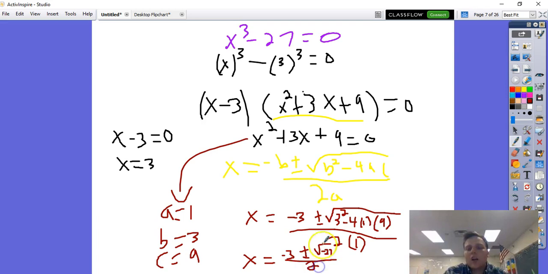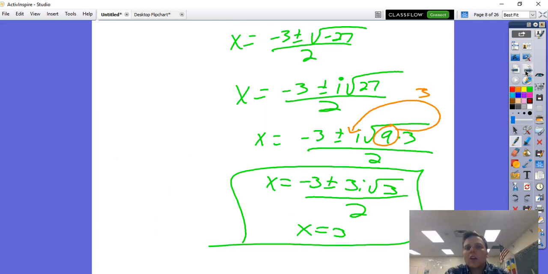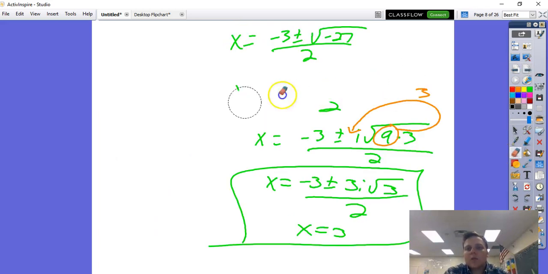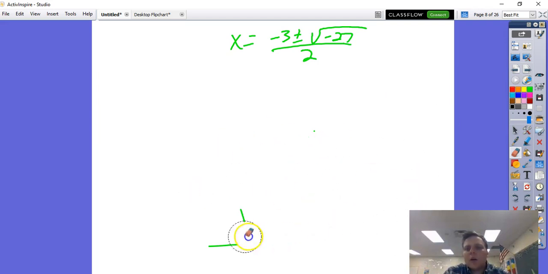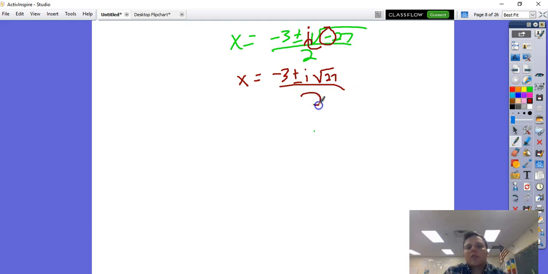Hopefully now alarm bells are going off in your head. You're like, oh, square root of negative 27, we cannot have a negative underneath the square root sign. So what happens is it goes outside the square root sign, and it becomes the letter i, standing for an imaginary number. So we get x equals negative 3 plus or minus i square root of 27, all divided by 2.